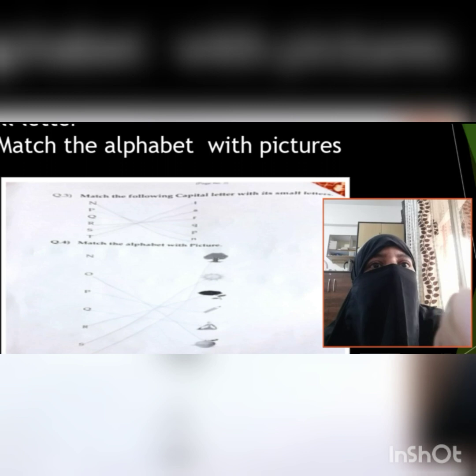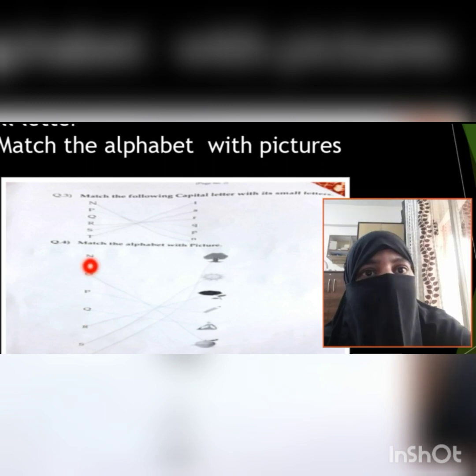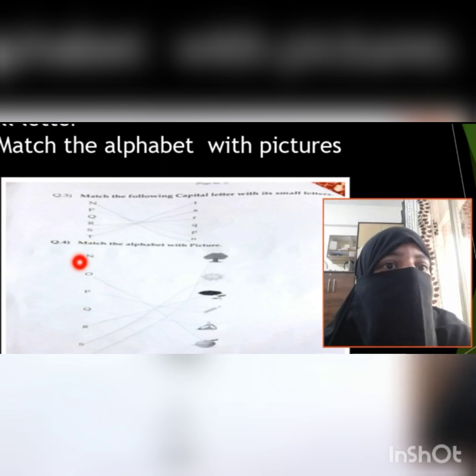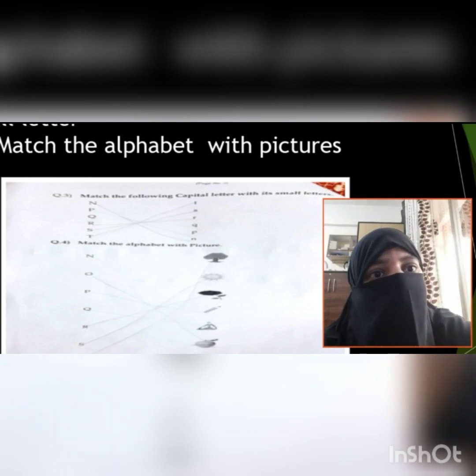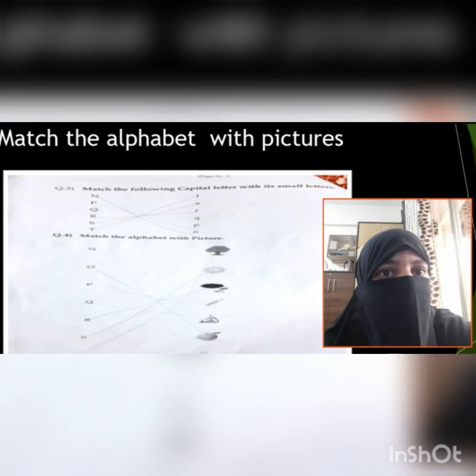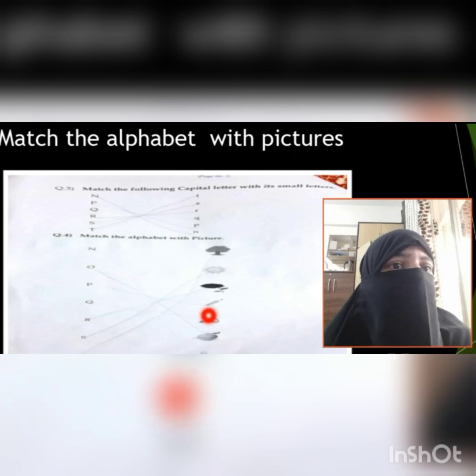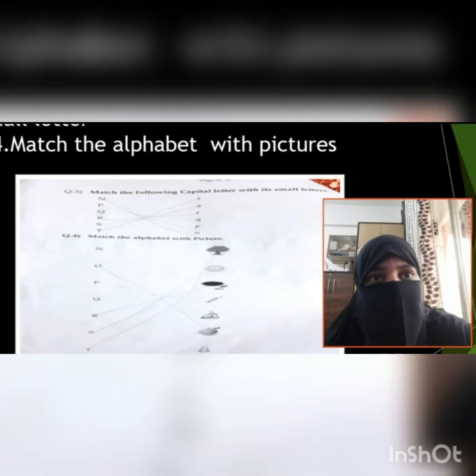Now, question number 4, match the alphabet with the pictures. Here the letters have been given. You have to match. First one, see, capital N, and for nose, here it has been given nose. So you have to match with the nose. Now, see, here it has been given capital Q. Q for queen. Here it has been given the queen, so you have to match with the queen.